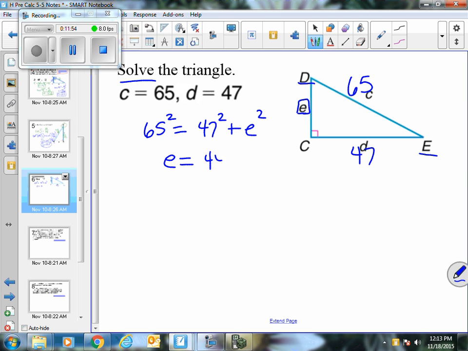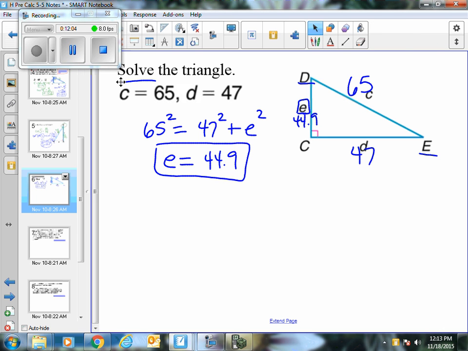And I ended up getting 44.9 for my side E, so I know what that is. I'm going to really try to avoid using that number now, though, to find the angles, because I don't want to use a rounded value if I don't have to. Okay, so let's take a look. It doesn't really matter. I'll find E.